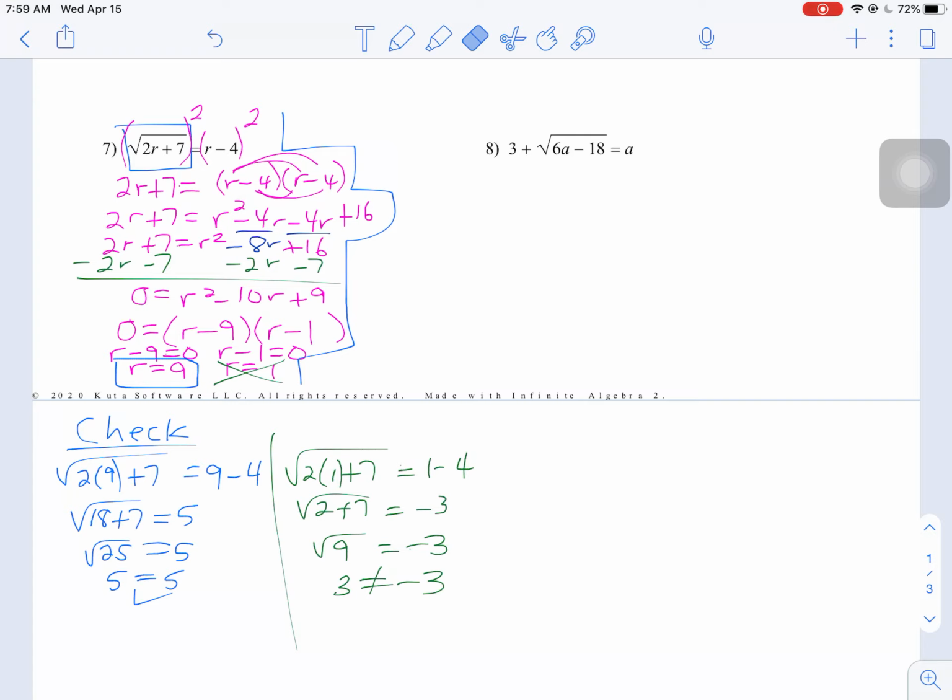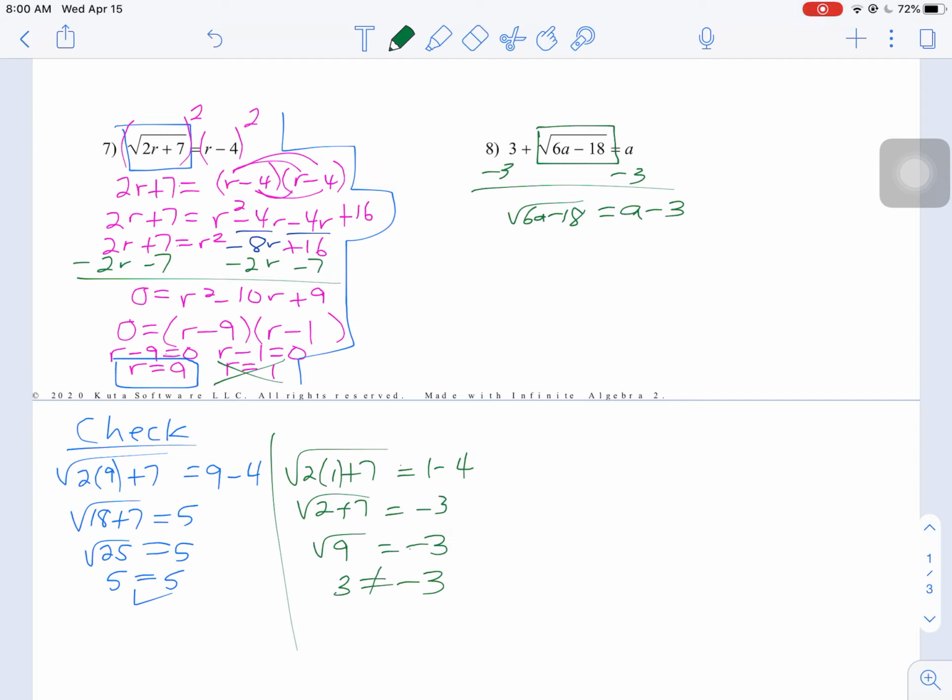Looking at number 8, let's just make sure you have the right start. So I'm boxing up the radical. That part in green has to be all by itself on one side of the equal sign. So there's that extra 3 in the front. So to get rid of that 3, I want to subtract 3 from both sides. So square root of 6a minus 18 equals a minus 3. And then now you would just square both sides and go from there.